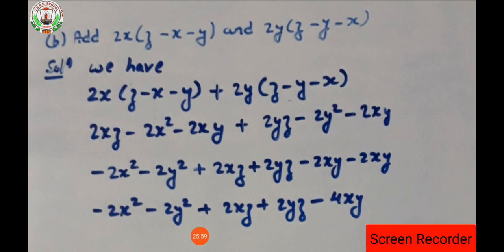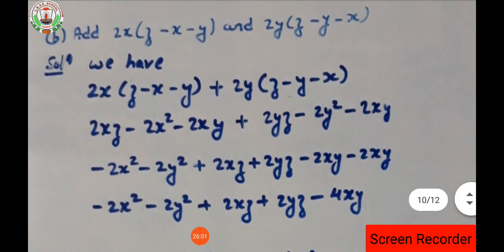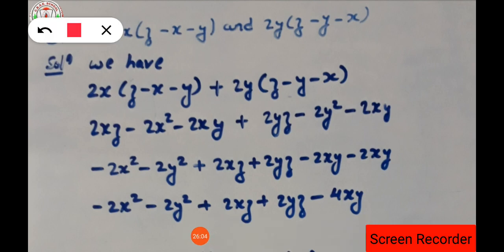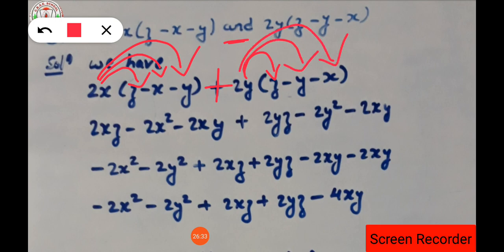So here it is said to add, isn't it? So in place of "and", we are going to put plus. Second step, we are going to individually multiply the terms. So 2x will multiply with z, 2x will multiply with minus x, and 2x will multiply with minus y. That means 2x is going to multiply with x, y and z. Again, 2y will multiply with z, 2y will multiply with y, and 2y will multiply with x.